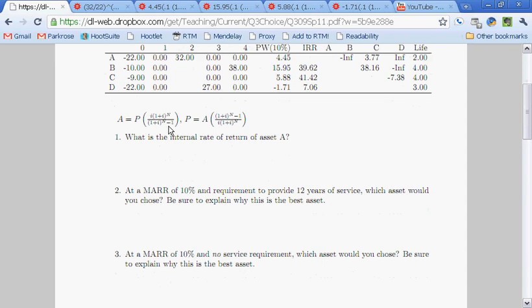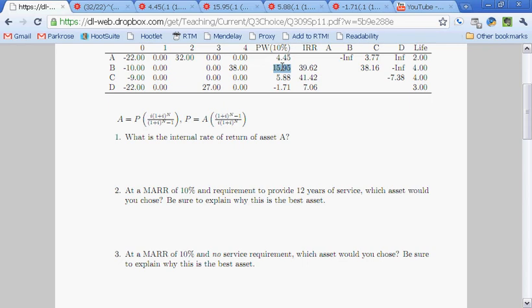The next question, which is probably the easiest, is going to be question 3 down here, which is basically just the exclusive choice question where you're supposed to find the one with the highest present worth. Well, if you go up here, you see that the present worth of asset B is 15.95. Kind of hard to beat. So B is the best one if you just buy it and then lose it.